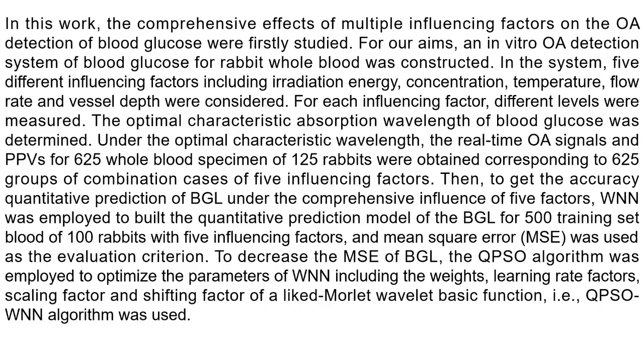Then, to get an accurate quantitative prediction of BGA under the comprehensive influence of 5 factors, WNN was employed to build the quantitative prediction model of the BGA for the 500-sample training set of blood from 100 rabbits with 5 influencing factors. Mean square error, that is MSE, was used as the evaluation criterion to decrease the MSE of BGA. The QPSO algorithm was employed to optimize the parameters of WNN, including the weight, learning rate factors, scaling factors, and shifting factors of a candidate wavelet basis function. That is, the QPSO WNN algorithm was used.